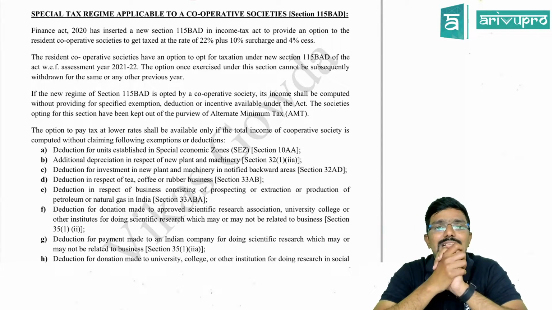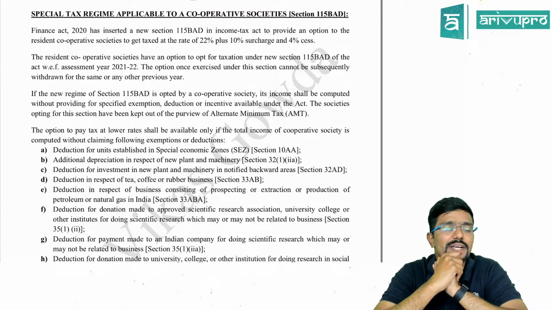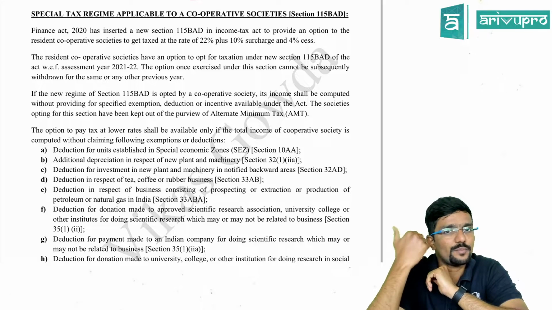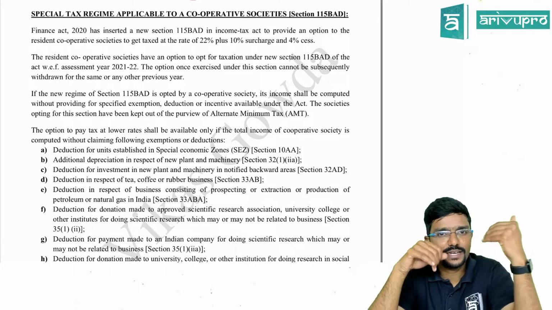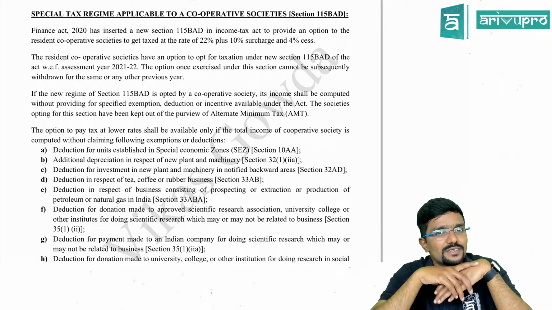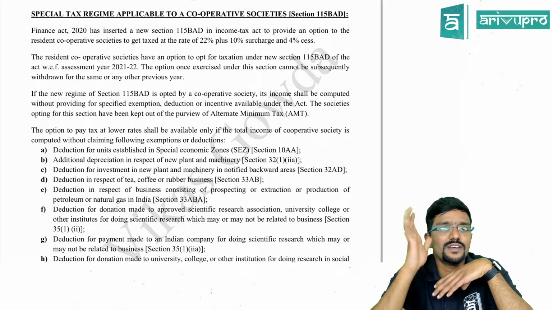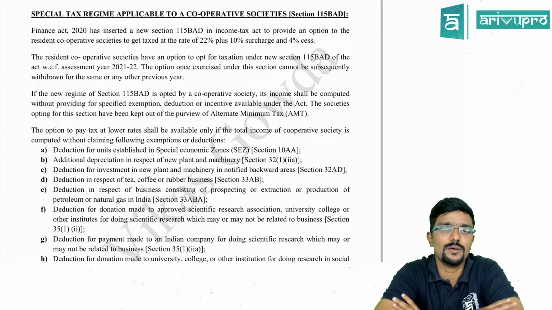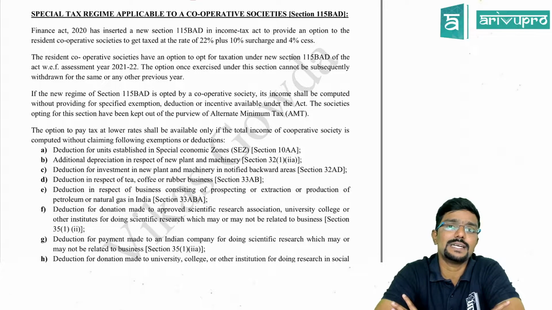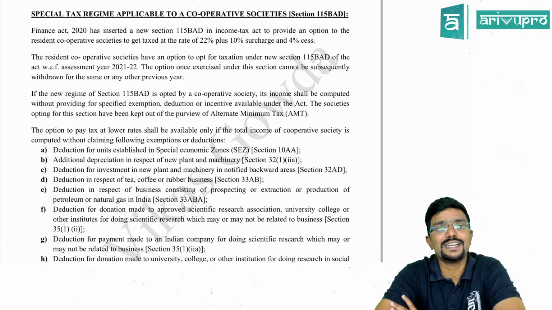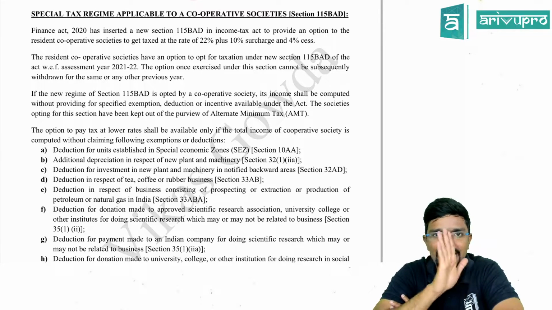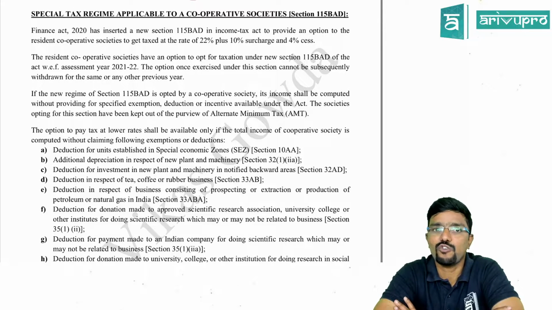So here what is applicable? See, what is the tax rate applicable for cooperative society? That is the normal tax rates, slab rate. That is up to 10,000, 10%. 10,000 to 20,000, 20%. More than 20,000, 30%. This is the tax rate applicable for cooperative society under the existing scheme or old scheme. But under the new scheme, they have kept it as flat rate.